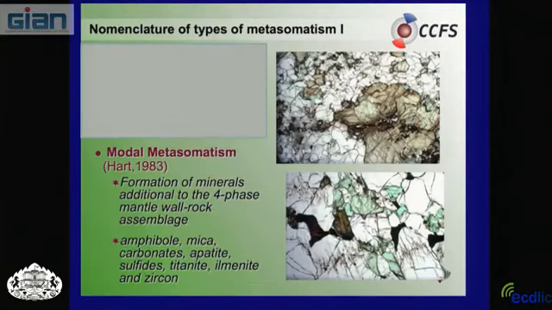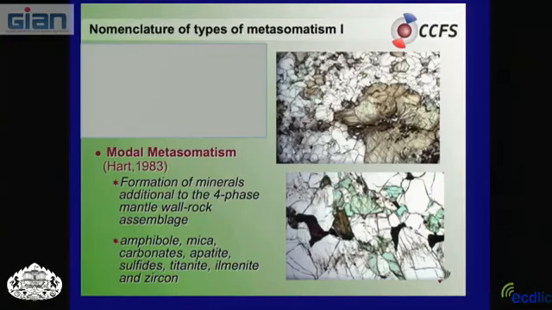So we have a classification, because everybody knows in geology we like to classify things. We classify rocks, minerals, we classify everything, even isotopes. So we classify the metasomatism. We have three types, two main types and one new type.